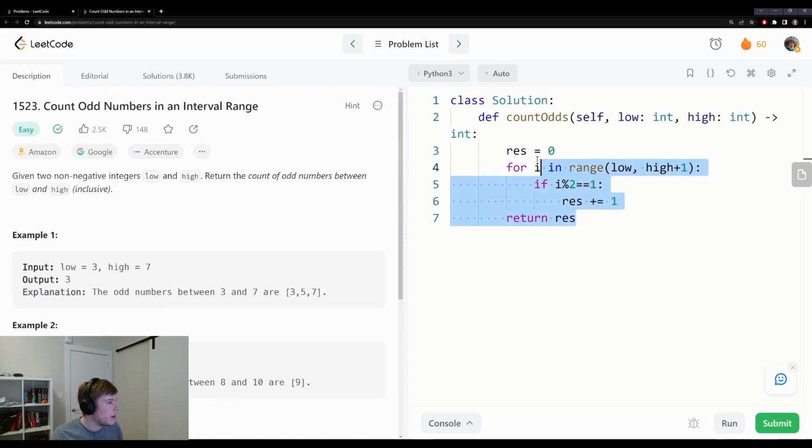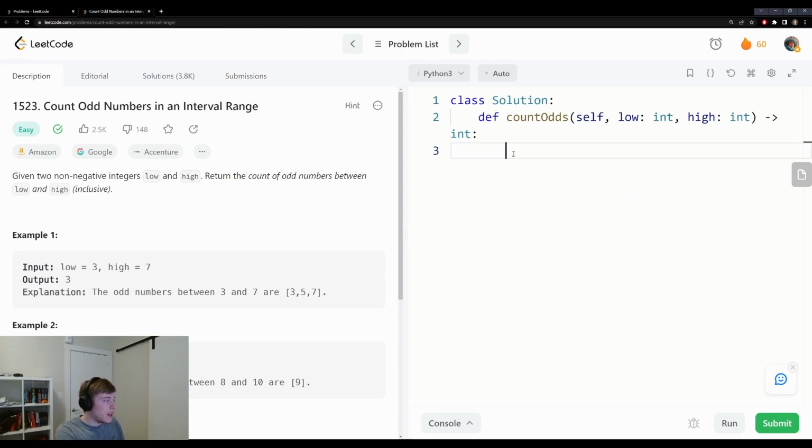So the next thing we think is, okay, well, every other number roughly is going to be odd. So we just divide this range by 2. We might have to think about, oh, if this is low and this is high, or if low is odd and high is odd, if low is even, maybe that's a way to do this. So let's first look at the case where low is odd and high is odd.